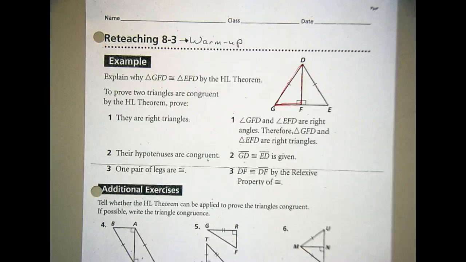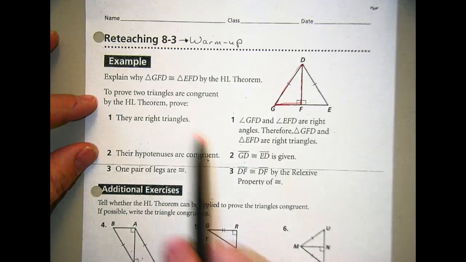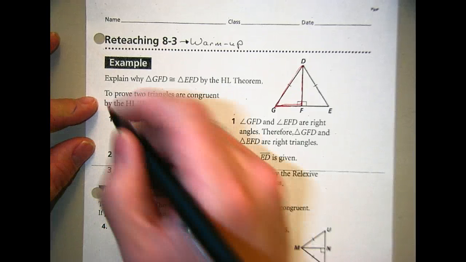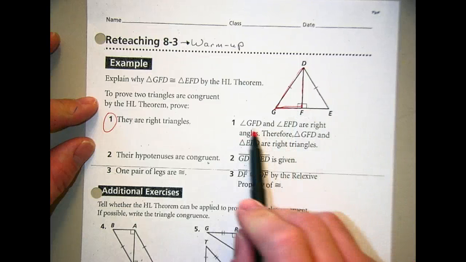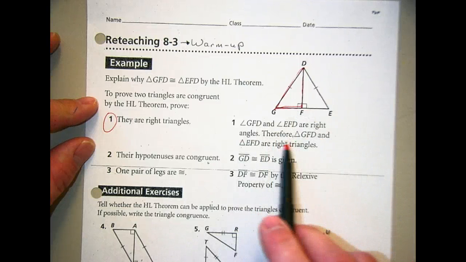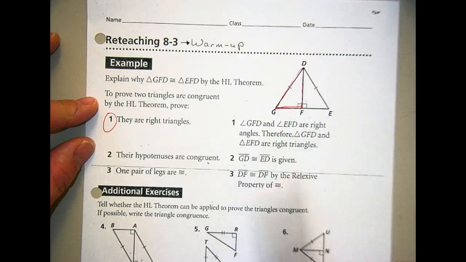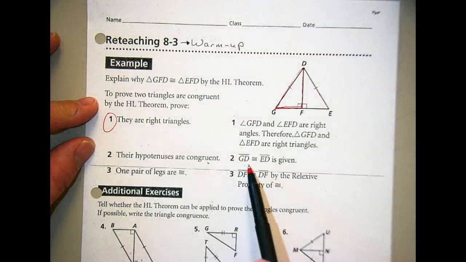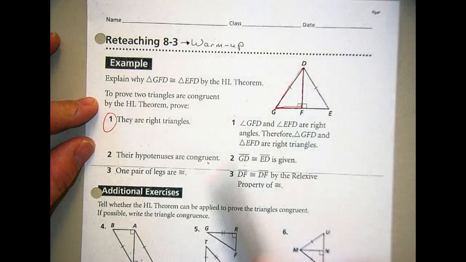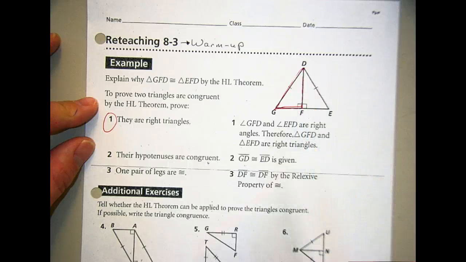Here we go. So we know that they're right triangles. That's the first thing that has to be shown. We know it because they both have the right angles. Angle GFD and angle EFD are right angles. Therefore, these two triangles are right triangles. Their hypotenuses are congruent. It's given. GD and ED, they're given there. One pair of legs are congruent, DF to DF, by reflexive property.